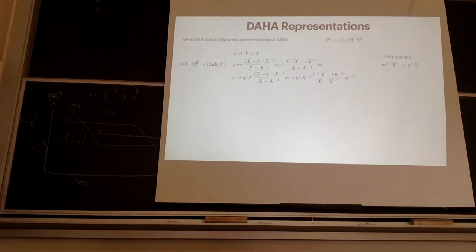Okay, let's talk about the polynomial representation. So how does it work? I think we have time. So x acts with multiplication, and Y acts with this Macdonald operator. Omega is the shift, so it just multiplies x by q, and Z is some well-blended combination, right?